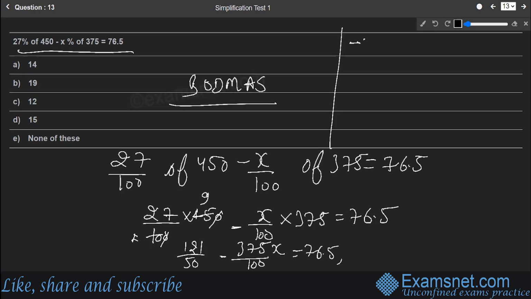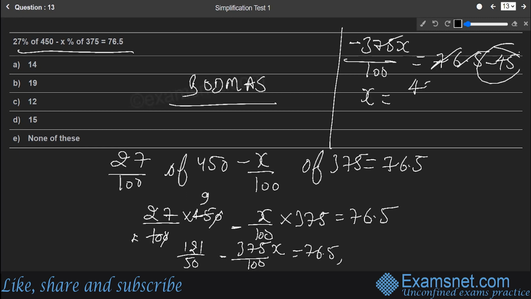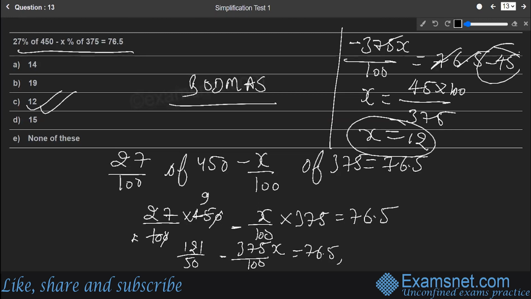If you solve this further, it becomes minus 375 x by 100 is equal to 76.5 minus 121.5, that is minus 45. And if we solve for x, the x value ultimately comes out to be 45 into 100 divided by 375, that is nothing but 12. So the x value comes out to be 12 as the answer, which is available in option number C.